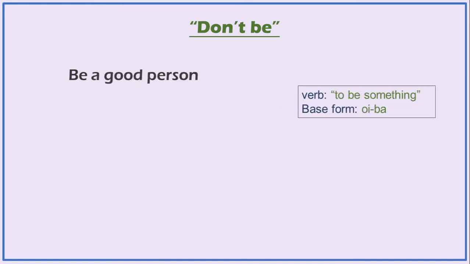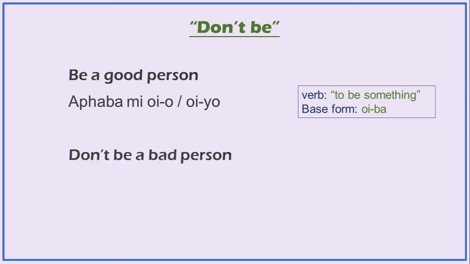Be a good person. Afaba mi oyo. Or while writing, you can use yo oyo. So afaba is good, and don't be a bad person. If you want to use this instead, you have to say fattaba mi oiganu. Fattaba is bad. So oiganu. So this is the first form, oiganu. Fattaba mi oiganu. Don't be a bad person.